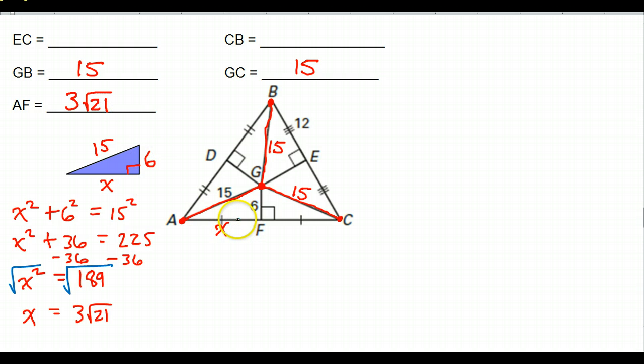What else are they asking me for? Let's see. We need CB. We should know that right now. That shouldn't take any work, so let's get that out of the way. If the distance from B to E is 12, guess what the distance from B to C is going to be? Hopefully you were thinking 24. E is the midpoint. So if this is 12, then this over here has to be 12. So the total here has got to be 24. So CB should be 24.